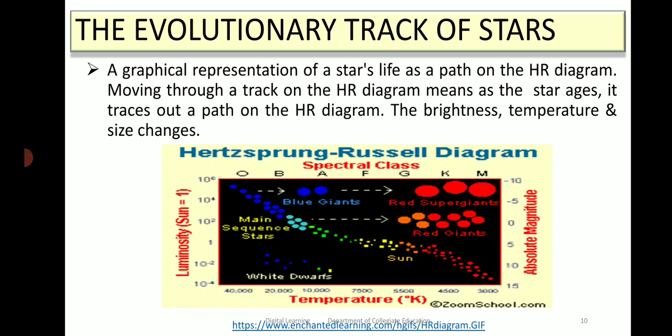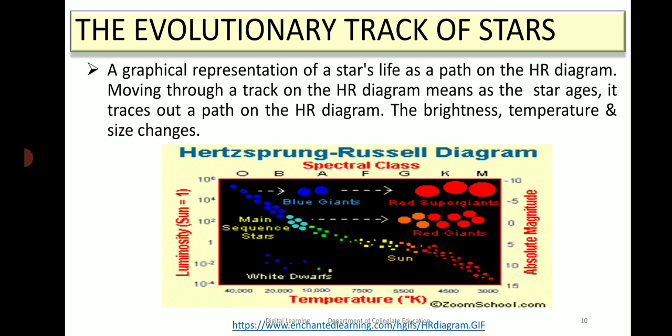Now another concept is the evolutionary track of stars. Here, there is a graphical representation of a star's life as the path on the HR diagram. Moving through a track on the HR diagram means as the star ages, it traces out a path on the HR diagram. The brightness, temperature and size change.